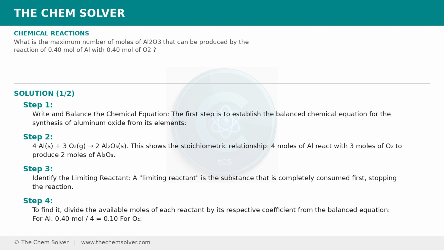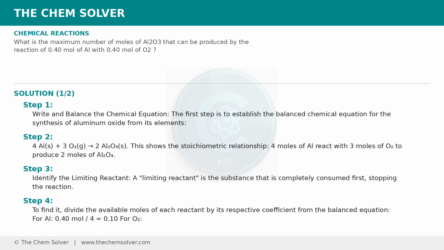Write and balance the chemical equation. The first step is to establish the balanced chemical equation for the synthesis of aluminum oxide from its elements. 4Al plus 3O2 gives 2Al2O3. This shows the stoichiometric relationship: 4 moles of Al react with 3 moles of O2 to produce 2 moles of Al2O3.